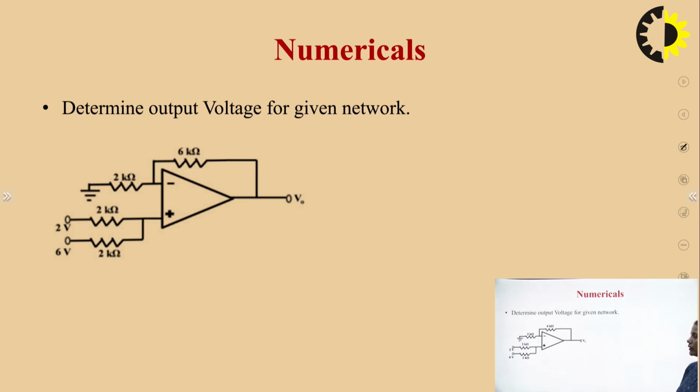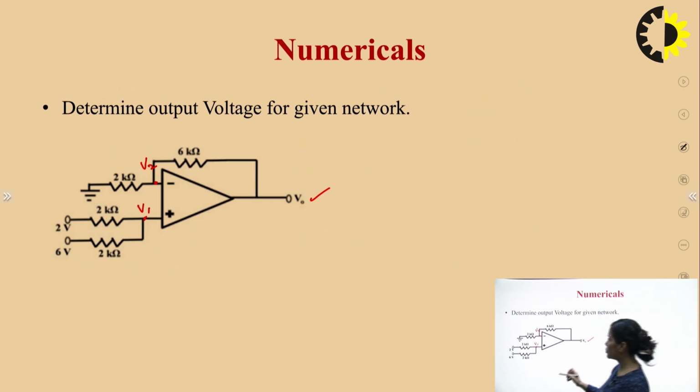Now, in these numericals we will use these two concepts. What are the two concepts? Virtual ground and virtual short. Let us see how we are using these concepts. This is a simple numerical. Determine the output voltage for the given network. What you have to find out is this voltage. How will you do this? You have to consider this as V1 and this as V2.